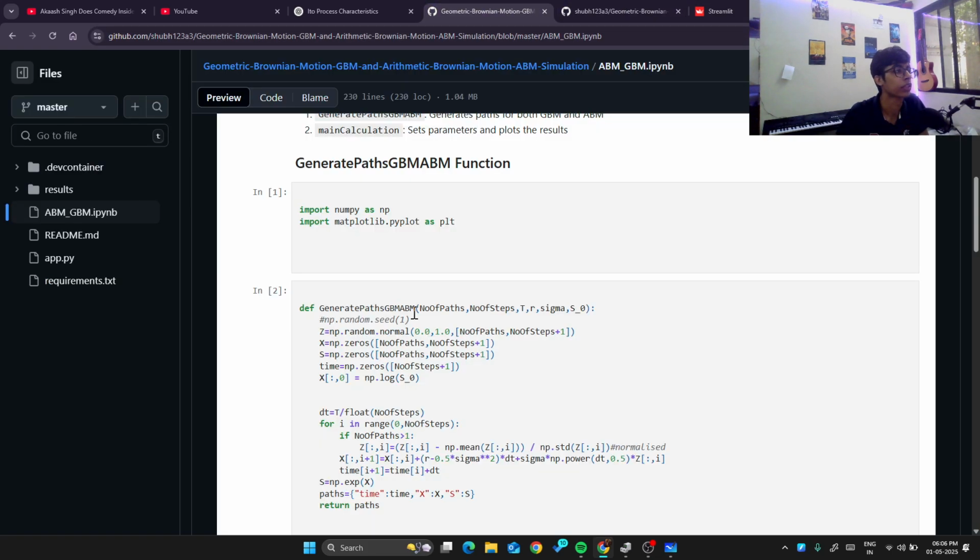Okay, let's go back to our code. So Z is our random normal distribution. The function takes the number of paths, how many paths we want for the Monte Carlo, and a similar number of steps. T is time, R is the interest rate or return, the risk-free rate, and sigma is our volatility. S0 is our current stock price. Simple. And Z is random, so Z stores the random normal.